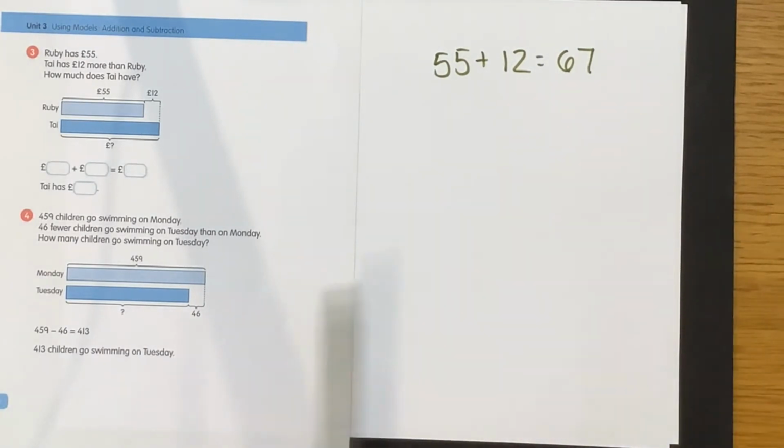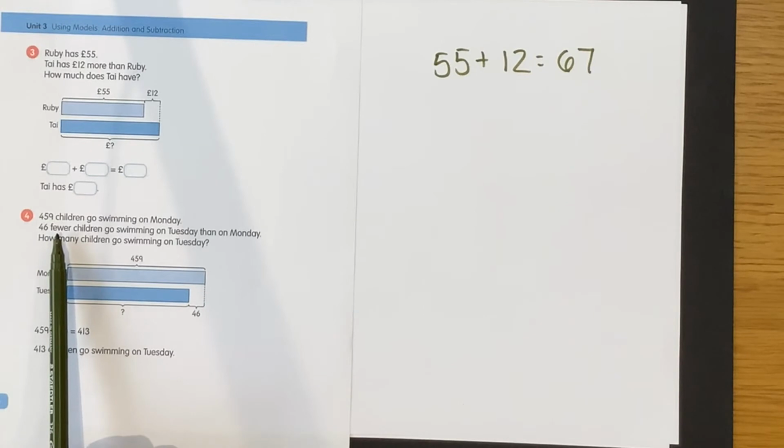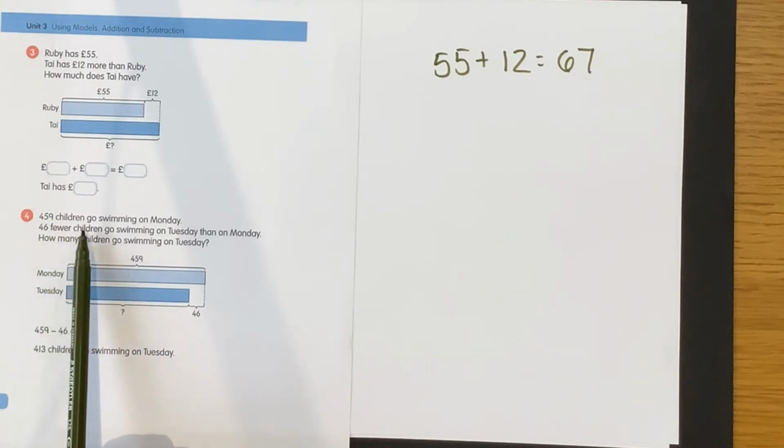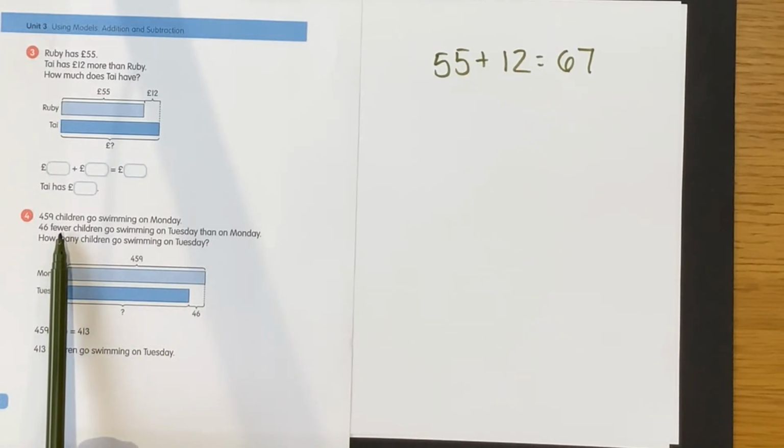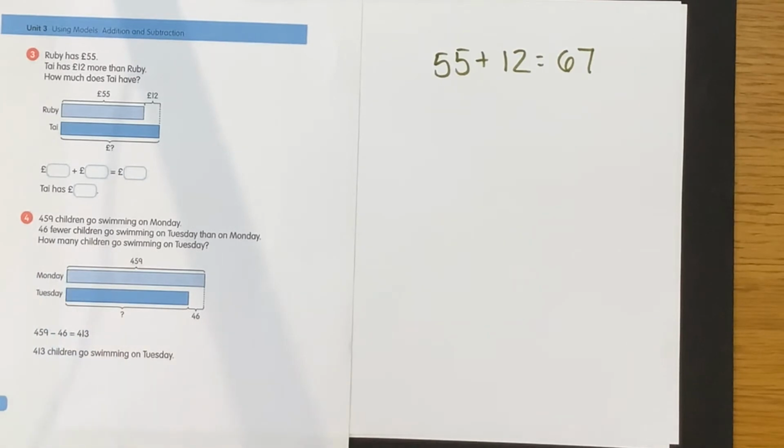So this time, we've got Monday's bar. We know that Monday's bar is 459 because 459 children go swimming on Monday. This time, the word fewer is used. 46 fewer children. That means there were less children, so the bar has to be shorter. This time, we don't know how many went on Tuesday, but we do know the difference between the bars was 46 because it was 46 fewer children. Because we're working out a problem where there's fewer children, we know the number's going to get smaller, so we're going to do a takeaway.